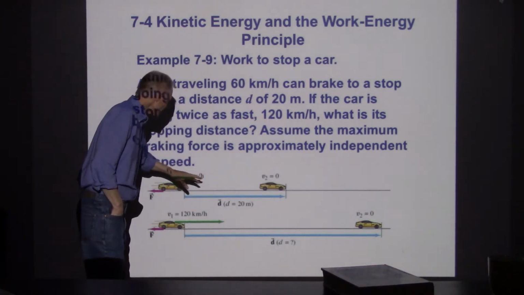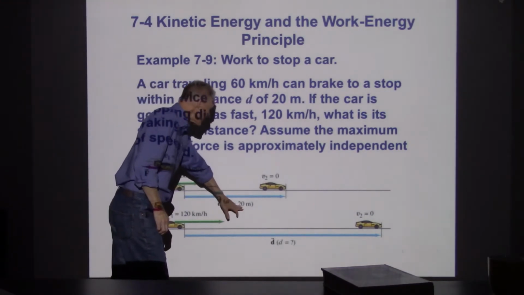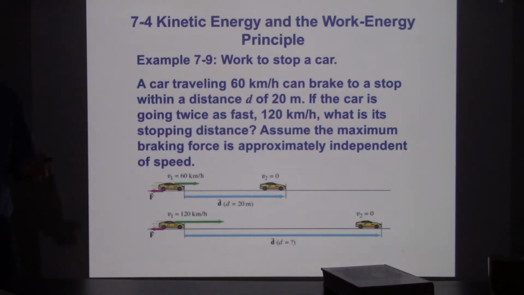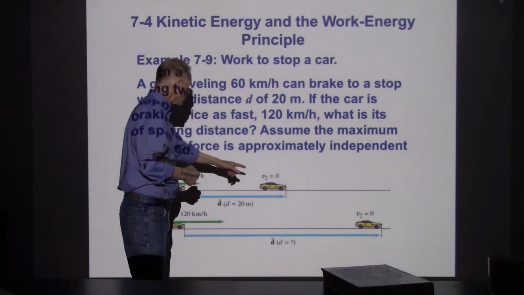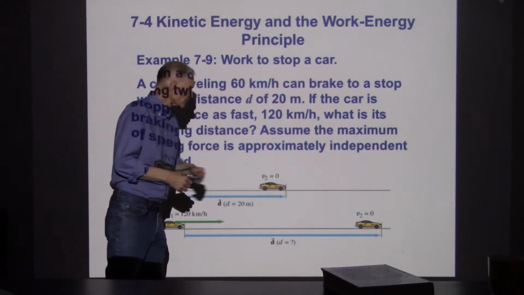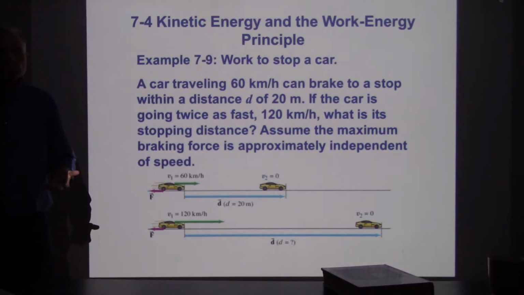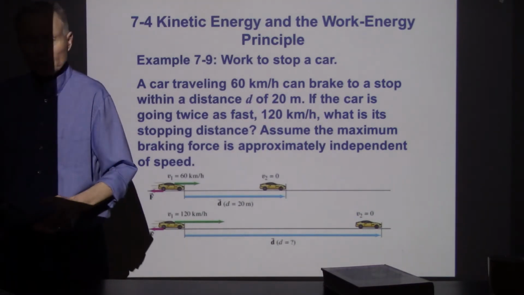So if we try out our brakes and we're able to stop within 20 meters if we're going 60 miles an hour, what happens if we're going 120 miles an hour? What happens if we're going twice as fast? If I'm going twice as fast, will the stopping distance be twice as long? Maybe that makes sense, maybe it doesn't. I think we should look at the math and find out if that's a reasonable assumption to make.